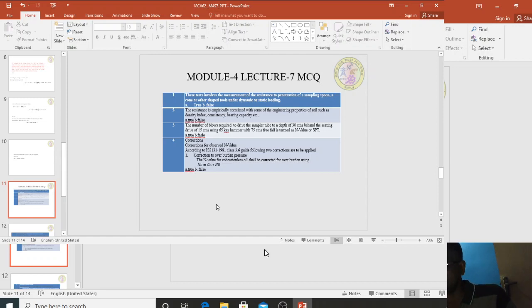The number of blows required to drive the sampler tube to a depth of 30 cm beyond the seating pressure of 15 cm using a 65 kg hammer with a 75 cm free fall, termed as N value or SPT value, is true. The option is A.